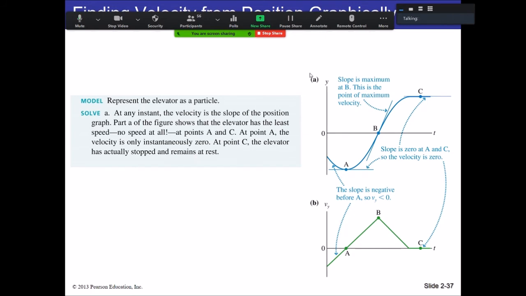Professor, is C still considered a turning point? You said that A is a turning point. C is not a turning point because at no point do we... It looks like we're kind of at rest for a while through C.